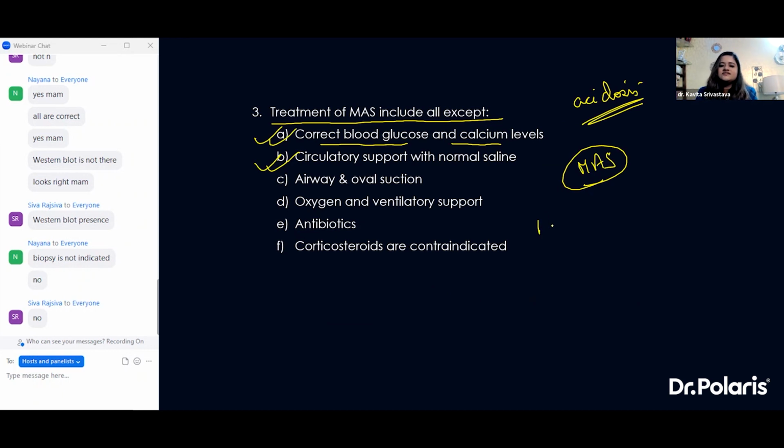Yes, we always have to give supportive treatment in any kind of respiratory distress in the patient. Be it meconium aspiration syndrome, be it congenital diaphragmatic hernia, we always need to look for ABC, that is airway, breathing, and circulation. That is the golden rule for the treatment of any case in any field, be it pediatrics or medicine. So we always have to give circulatory support with normal saline. We have to give a good neutral environment by maintaining the blood glucose level, the calcium level, and to avoid the onset of acidosis. Airway suctioning and oral suctioning, very, very important.